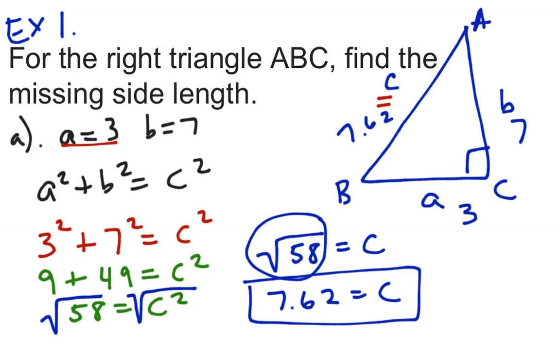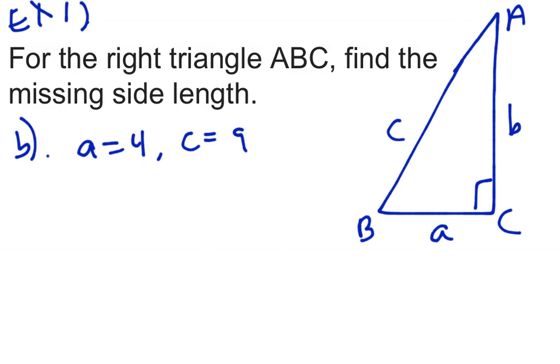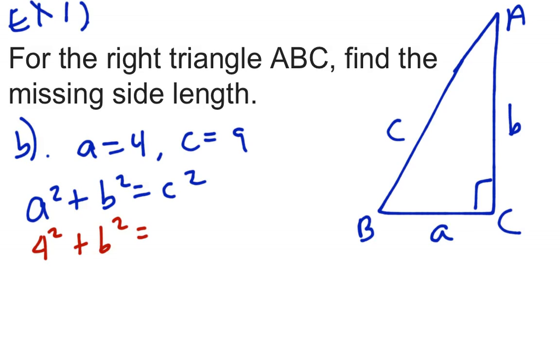Well, that was example 1A, example 1B. All right, here they've given me A and C, so I have to find a leg. So I'm going to use the same theorem, a squared plus b squared equals c squared. Substituting 4 in for a, so 4 squared plus I don't know b. So I'm going to keep using b squared. And substituting in 9 for c.